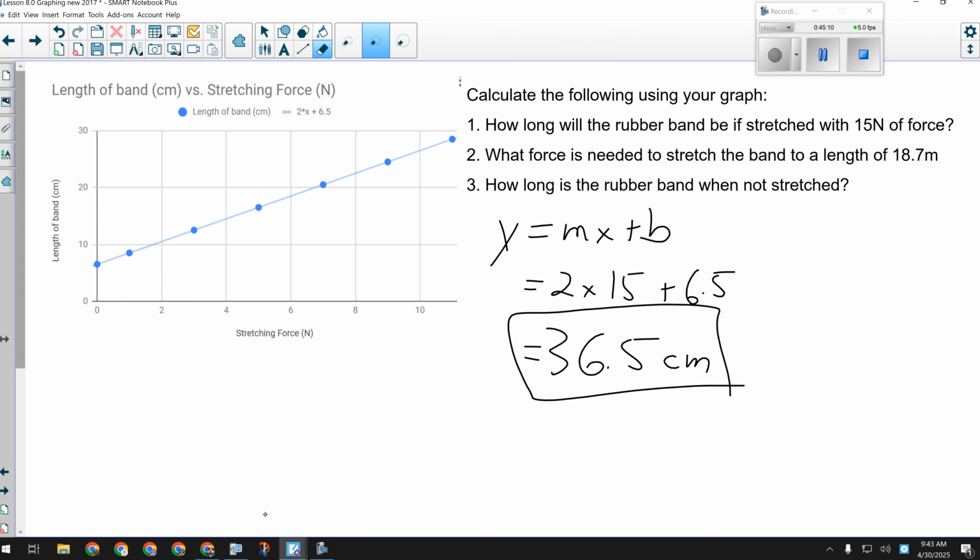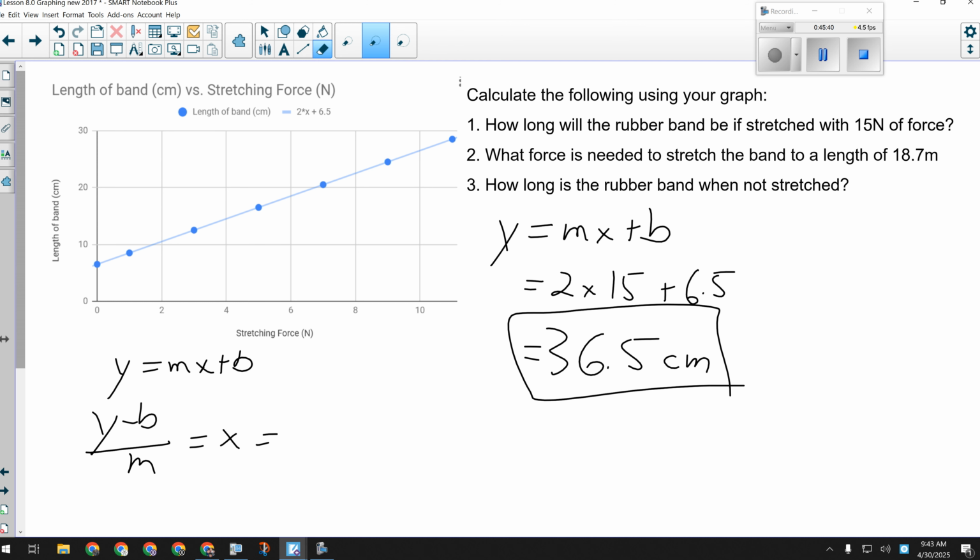Okay, what force is needed to stretch the band to a length? I've got meters up there, 18.7 meters. Okay, so what did they give me there? Y or X? They gave me Y, they want me to calculate force. Force is on the X-axis, so we got to take our Y equals M times X plus B, and we've got to manipulate now for X. So subtract B, divide by M, and we've got X by itself.